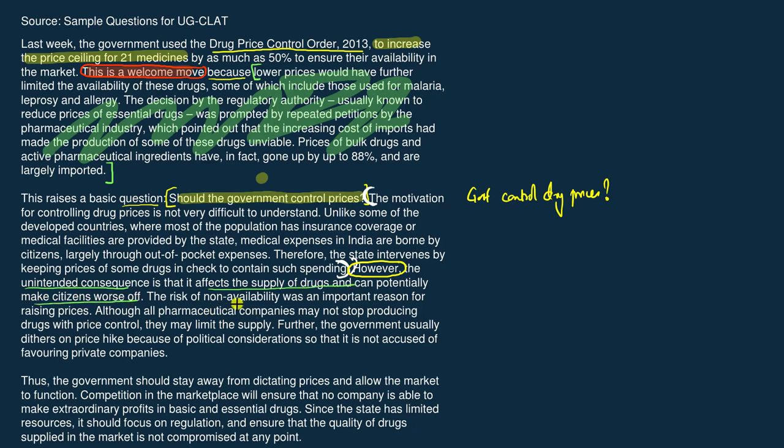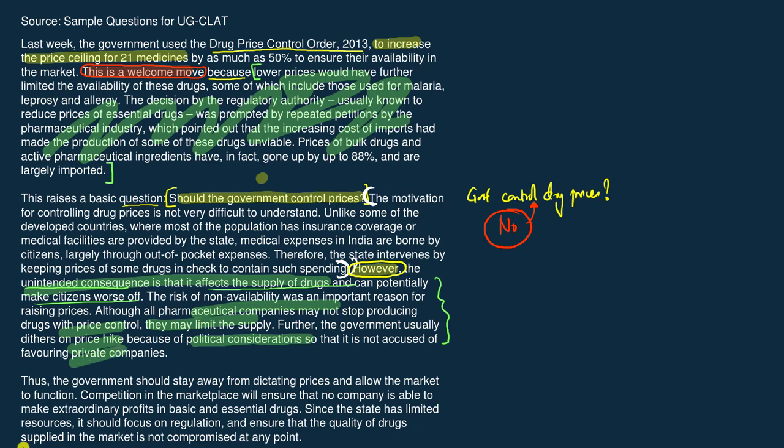Worse off. The risk of non-availability was an important reason for rising prices. Although all pharmaceutical companies may not stop producing drugs with price control, they may limit the supply. Further, the government usually defers price hikes because of political consideration, so it is not accused of favoring private companies. All these are reasons being given here. What is implied here is that the author is giving a position. No, the government should not be controlling drug prices. This, however, is an indication that the author is implying it, and the author is giving his reasons because it is going to affect the supply of drugs. There could be political consideration, a lot of this problem.